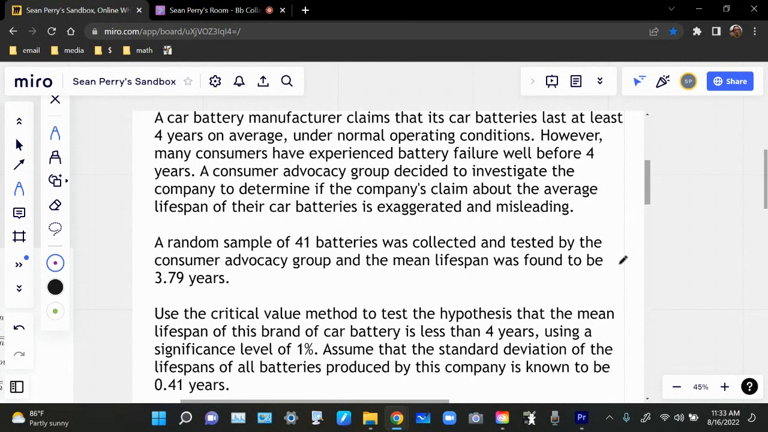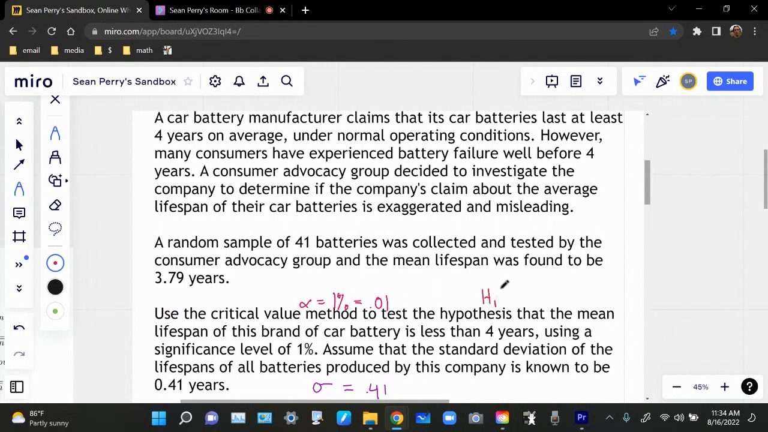So let's begin at the bottom here. It says that the standard deviation is known. This tells me that we have sigma, and sigma is equal to 0.41. We are testing using a significance level of 1%. That is our alpha value. It's the probability that we would reject a true null hypothesis, also known as making a type 1 error or convicting an innocent man. What are the hypotheses that we're testing?